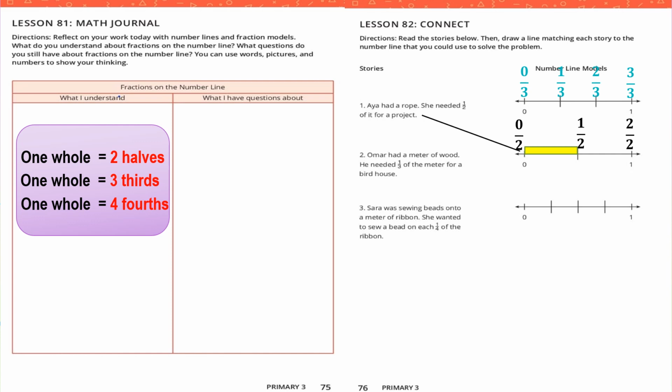Join the distance between 0 over 3 and 1 over 3. This is the location of third on the number line. Match.